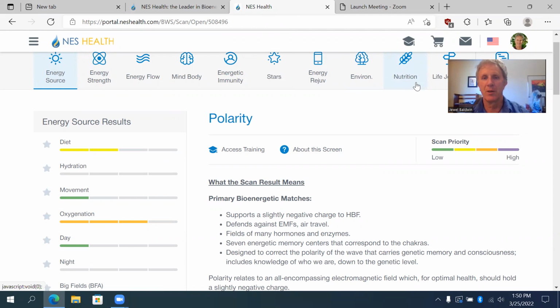And I'm just going to do this in sort of chunks, because I don't want each video to be too long. I want you to get the information you need and start to get an idea of what you can find out about your health in a NES scan. So screen number one is energy source. That's where you get your energy from in the environment.